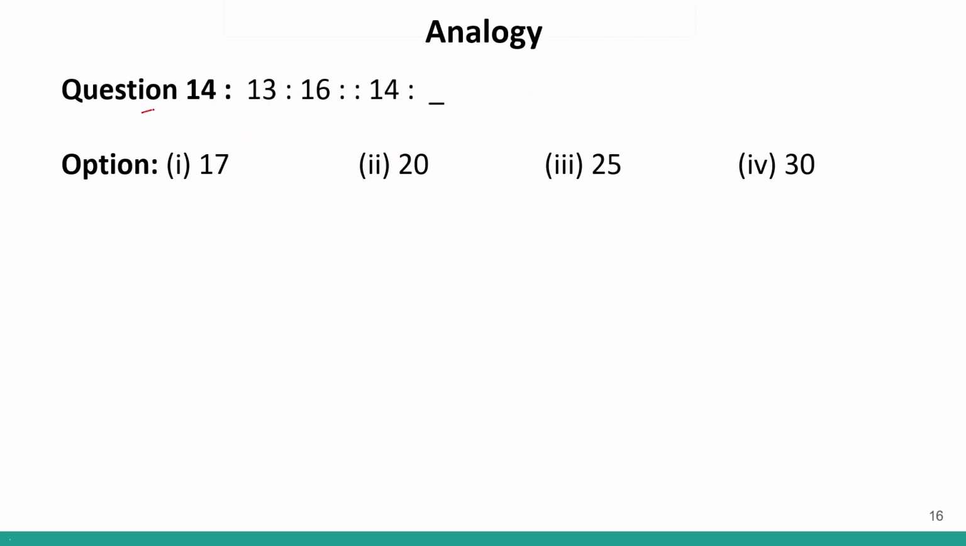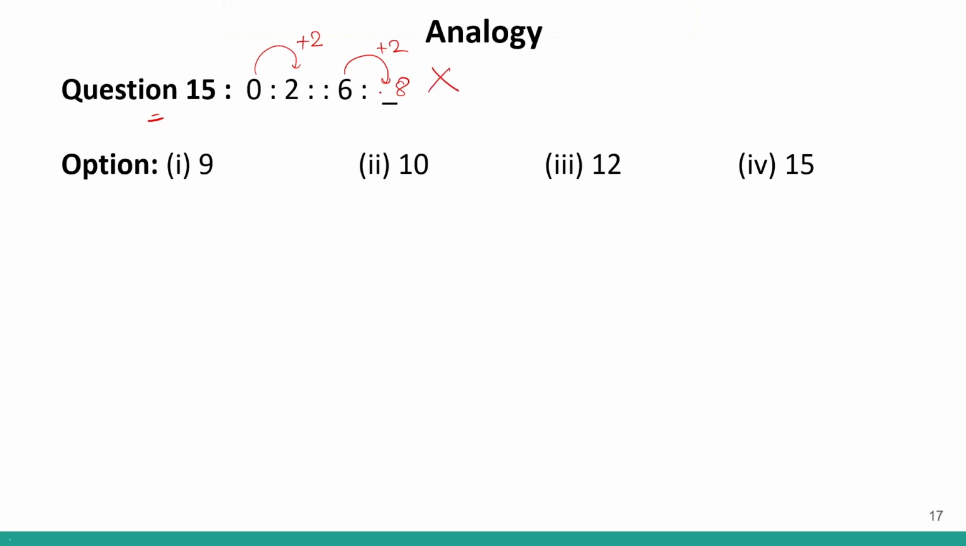Okay. Question number 14. Relationship between 13 and 16. This is simply plus 3. So here also I can do plus 3. If I do plus 3, I will get 17, which will be my answer. So answer will be 17, option number 1. Okay. Moving on to question number 15. Between 0 and 2, I can see plus 2. So if I do plus 2, I will get 8. 8 is not in an option. Therefore, this is the wrong logic.